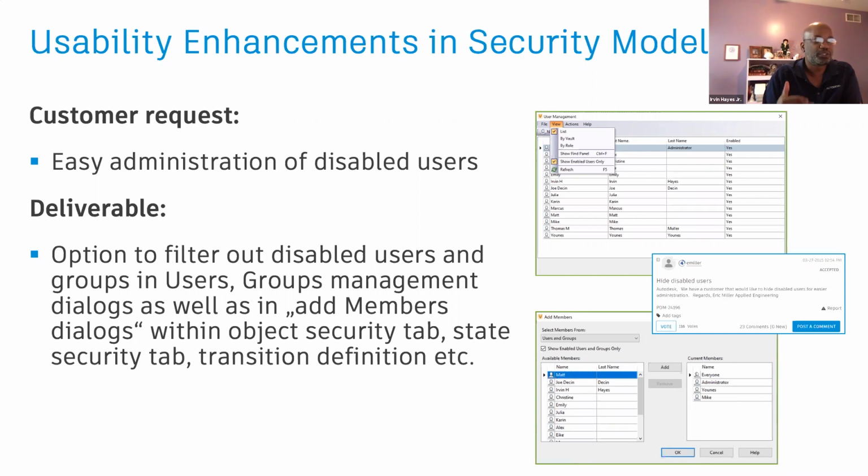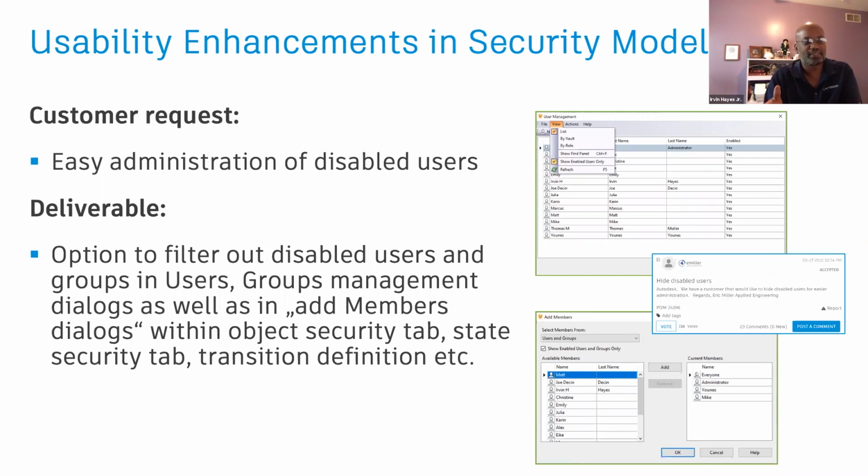So now when you're managing the users, you have the ability to check the box that says show enabled users only. So all of the disabled users are now hidden and out of the way. Then in each of the other dialogues where you're adding members because you're changing securities or adding members to a group, you can check the box that says show enabled users in groups only. And now you know that only the users that show up are enabled.